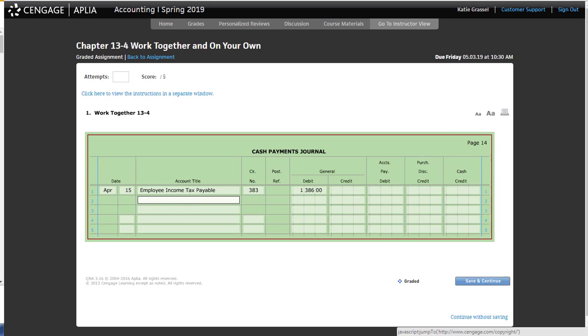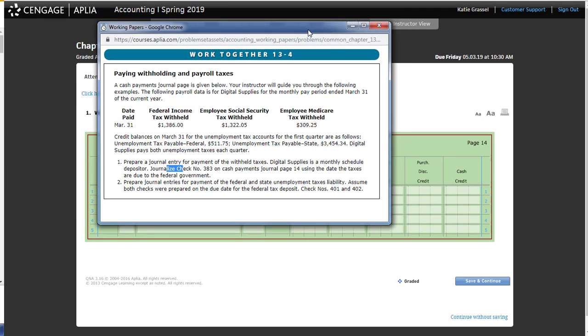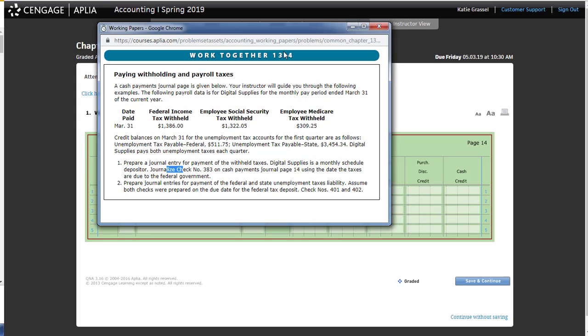Now the next one you told me is going to be Medicare tax payable. It is not $1,322.05. Do not put that in there. Why?